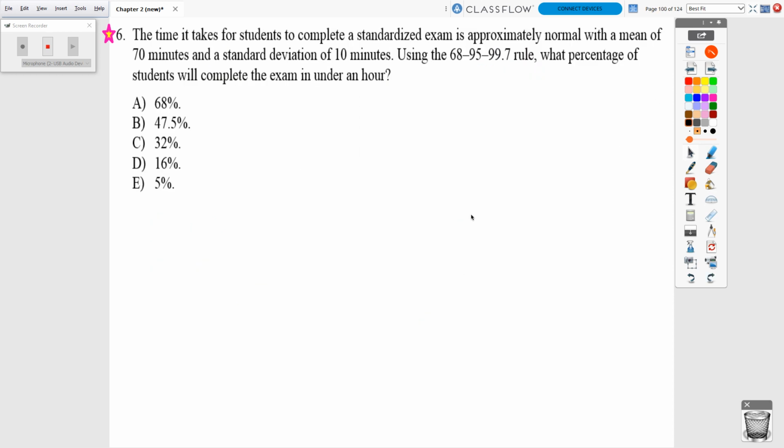Number 6, the time it takes for students to complete a standardized exam is approximately normal. So this is a good thing to know. Let's make some either highlighting or underlining. We know we're dealing with an approximately normal distribution with a mean of 70, so mean goes in the middle, and standard deviation 10 minutes.